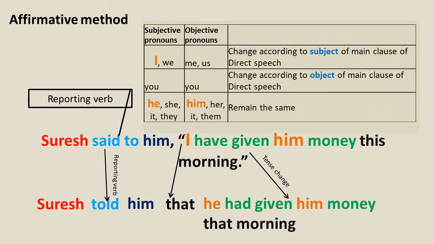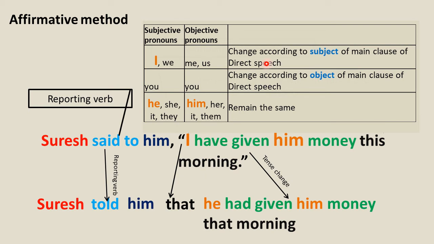So first of all, let us try to understand the table. Here you have been given subjective pronouns and objective pronouns, and these are first person, second person, and third person. Anyway, all of you follow the rule. The first person pronouns are changed according to the subject of the main clause of direct speech.